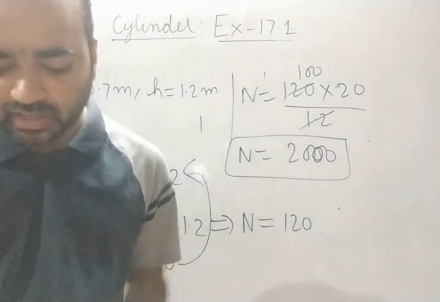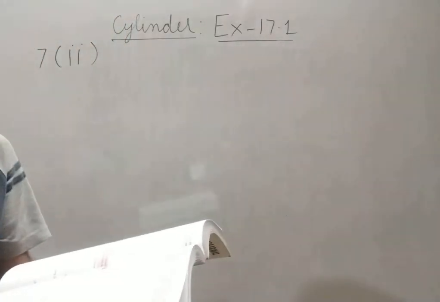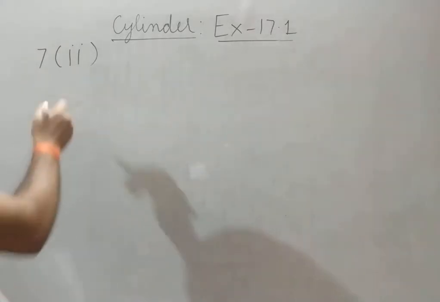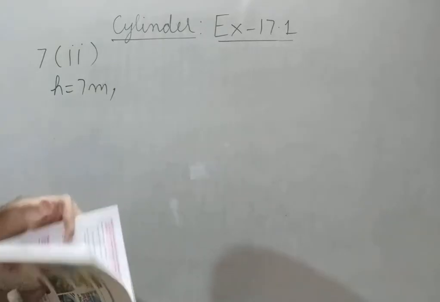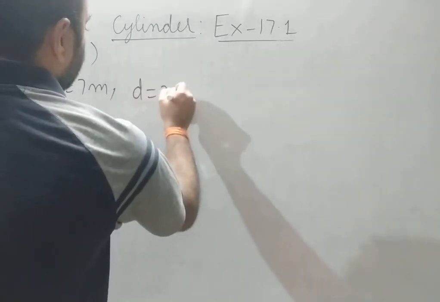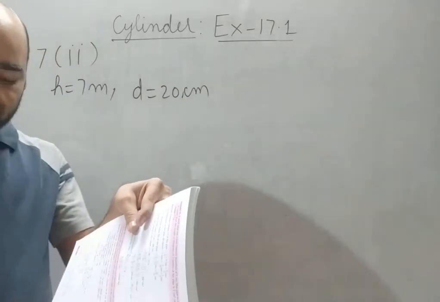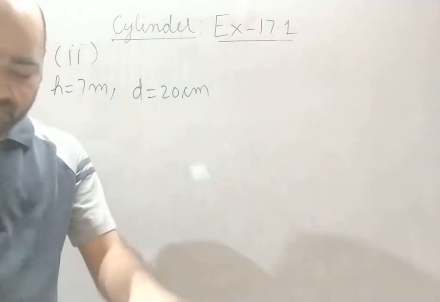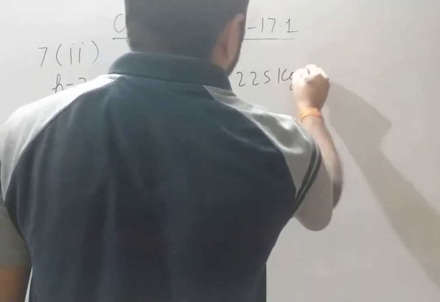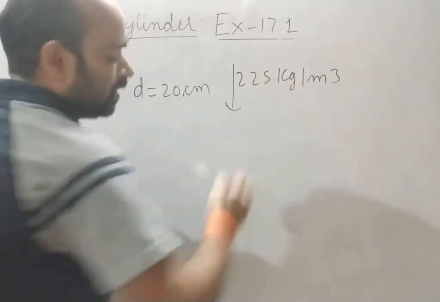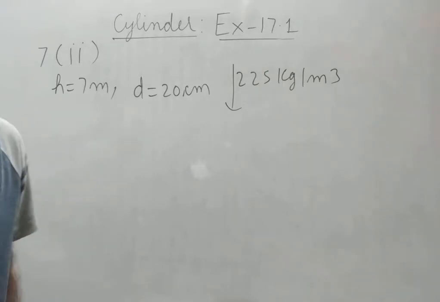Next one is question number 7, second part. A wooden pole is 7 meter high, height is 7 meter, and 20 centimeter in diameter. Find its weight if the wood weighs 225 kg per meter cube. Correct? So we have to find the weight of the wooden pole.